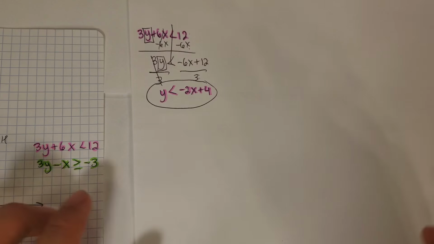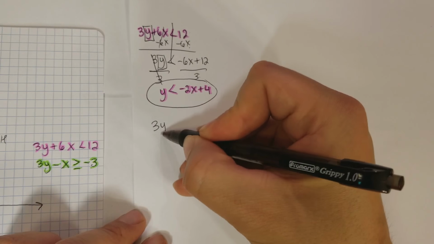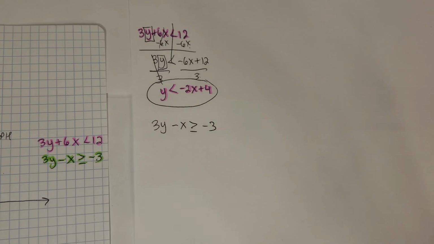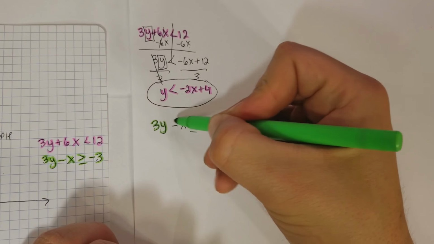Okay, let's do the other one real quick so we could actually graph it. 3y minus x is greater than or equal to negative 3. So we're going to get the y by itself.